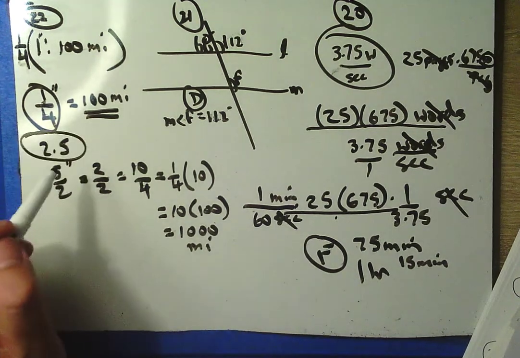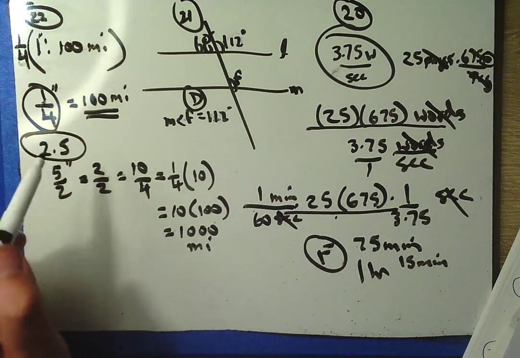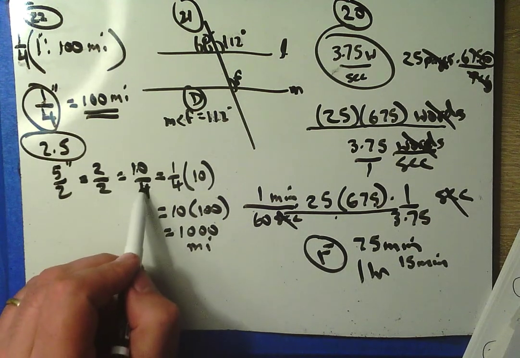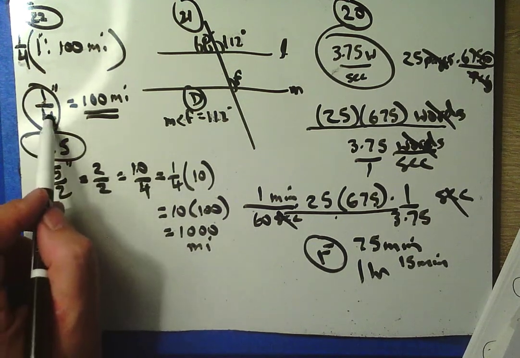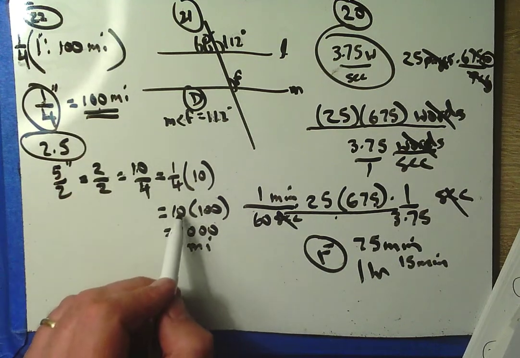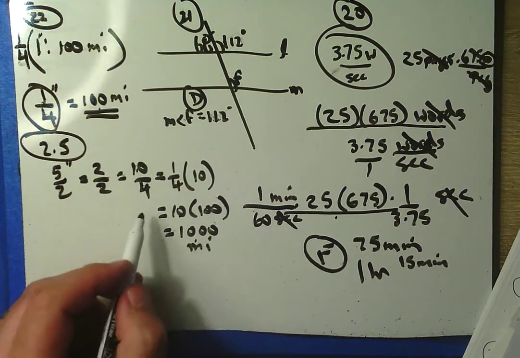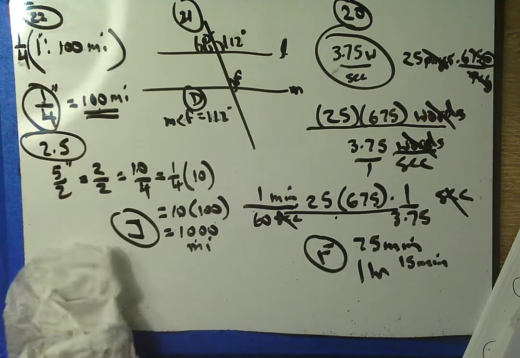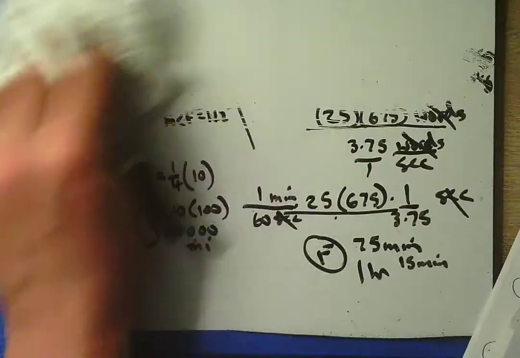Even though they're only 2.5 inches apart on your student map, they are 10 quarter inches apart, and each quarter inch is 100 miles. So 10 times 100, 1,000, which is why J is my answer to 22. Okay, let's take a look at 23.